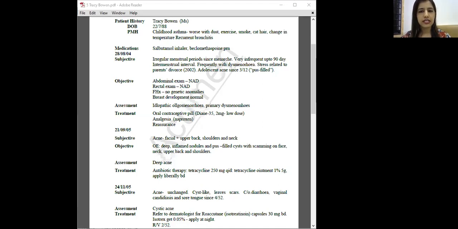The first step is you always read the notes that are given at the top. So here you can see the notes. It says Tracy Bowen is a patient in your general practice. Notes will always be given at the top. They would tell you who you are. What is your designation?